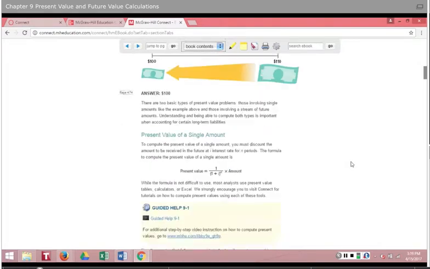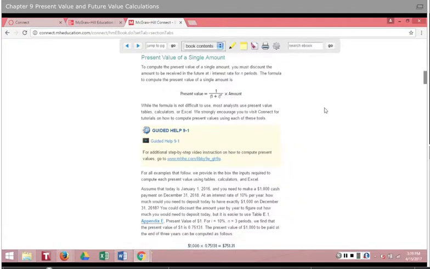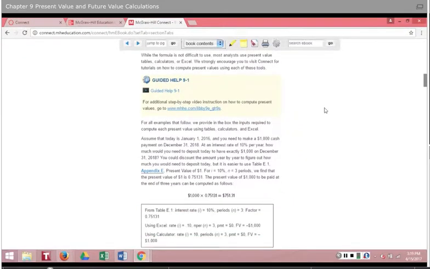So let's take a look at present value of a single amount. Present value of a single amount is computed by taking the known future value and multiplying it times 1 divided by 1 plus i to the nth. Or what we're doing is taking the reciprocal of the future value factor and multiplying it times that future value to get a present value. So let's look at an example.